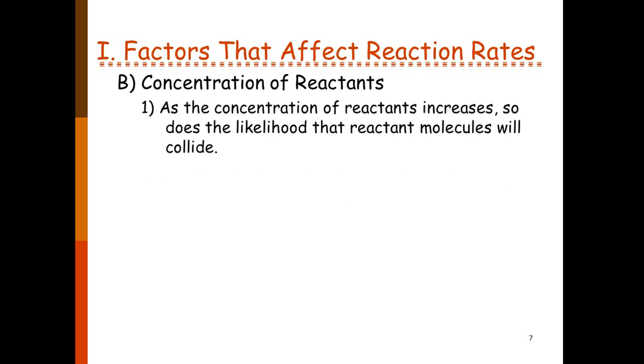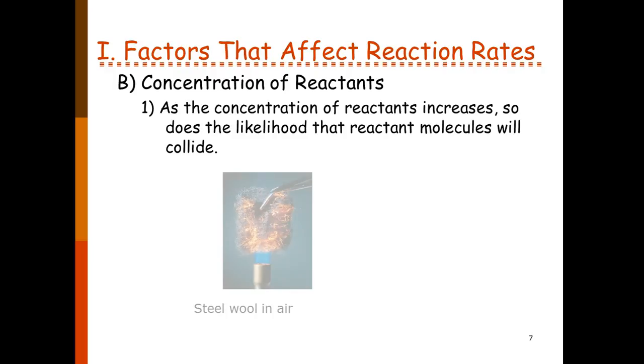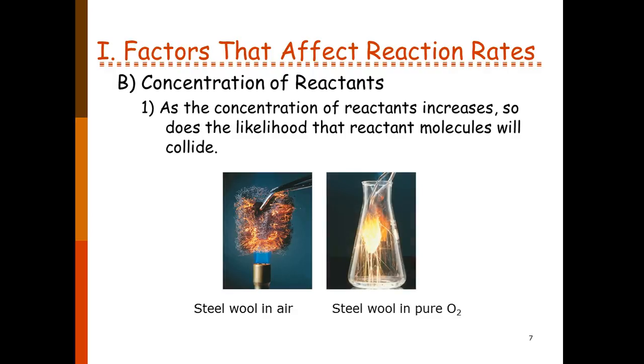If we look at the concentration, typically as the concentration of the reactants increases, so does the likelihood that reactants will bump into each other and thus make the reaction go faster. If I use the example of steel wool, I'm going to burn steel wool in air, which is about 29% oxygen. And if I do the same reaction in pure O2, the steel wool ignites instantaneously.